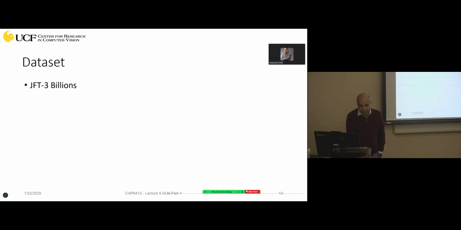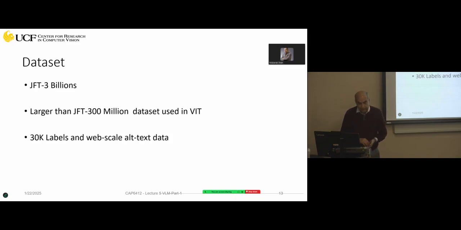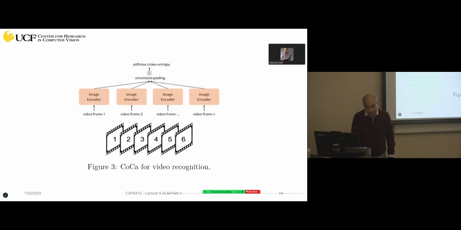So they use this JFT 3 billion data set, which was larger than the 300 million JFT, which was used in ViT, and they had about 30,000 labels and web scale alt text data. So if you see a web page, it has mostly text, but you have images also. They are going to use lots of those because there are millions and millions of websites, right? You can go and just scrape those.